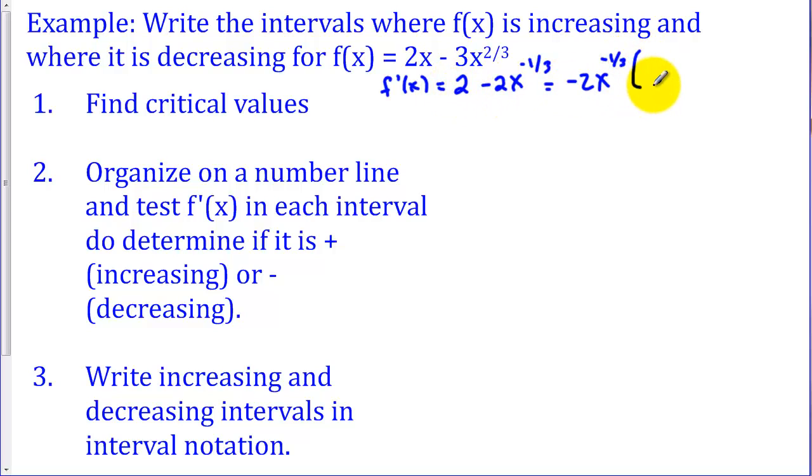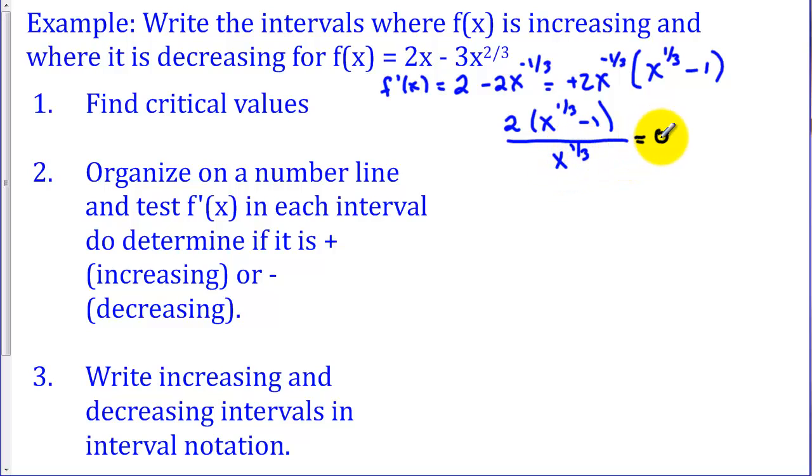So I would be left with here x to the positive 1/3 power. I'm sorry, I'm going to take out a positive of that. So this would be x to the 1/3, and this would be negative 1. And finally, I'm going to move this to the denominator. So our derivative is 2 times x to the 1/3 minus 1 over x to the 1/3. And we want to find our critical values, so we set that equal to 0.